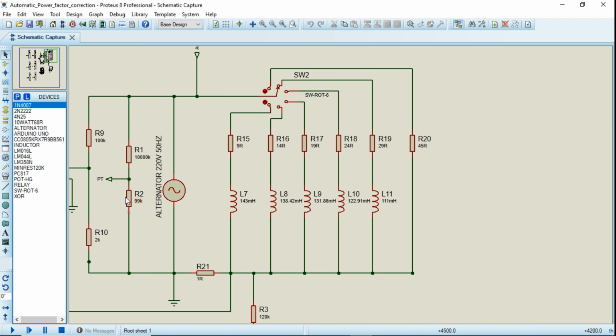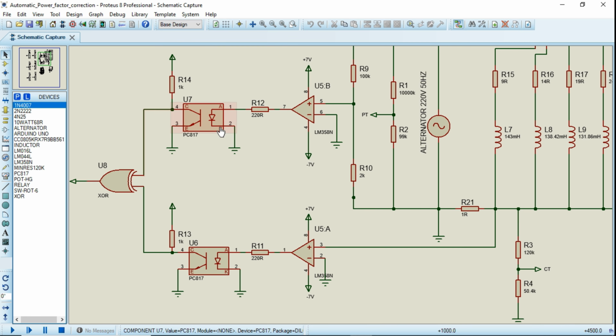Similarly, inside this simulation, we have two zero cross detectors. This zero cross detector is responsible for the detection of zero crossing of voltage, while this zero cross detector is responsible for the detection of zero crossing of current. Whenever both current and voltage will be in phase, at that time the output of this XOR gate will be 0. But whenever there will be a difference between voltage and current angle, at that time the output of XOR will be high.